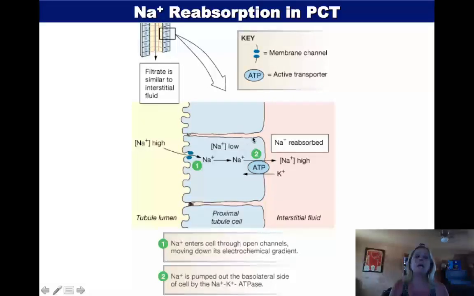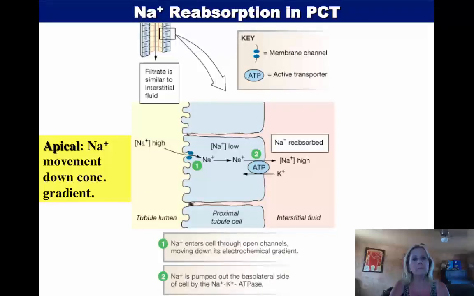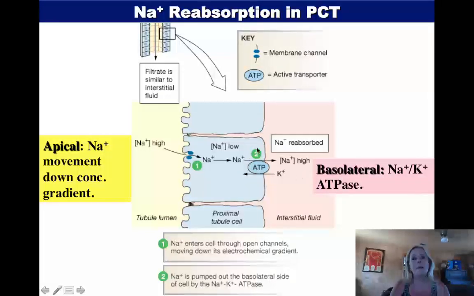On the basolateral surface, we have sodium potassium ATPase pumps. When sodium diffuses from the lumen of the proximal convoluted tubule into the cells, the sodium is then going to be actively transported out of the cells and then into the peritubular capillaries. So on the apical surface, just simple concentration gradient, high to low. And then on the basolateral surface, we have the sodium potassium ATPase pumps.